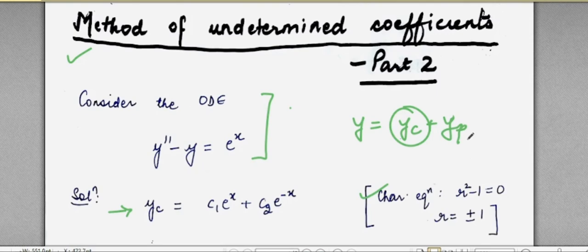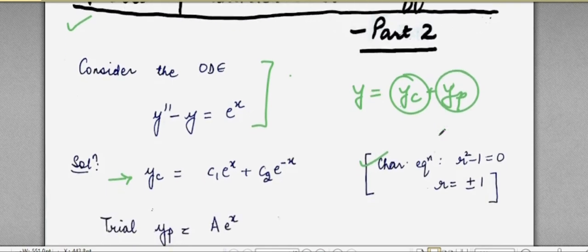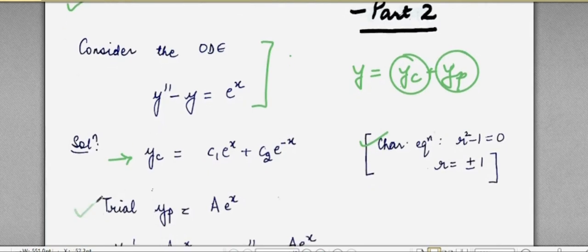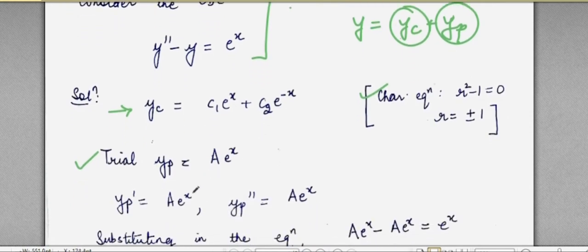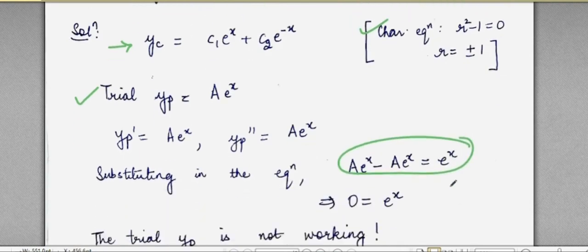Now moving on to yp through the method of undetermined coefficients. If you remember, in the previous video we learned that if the right hand side is an exponential, then we try a constant times the exponential itself as a trial yp. So let's try doing that here also. Suppose we try yp as a e to power x, what will happen? yp dash will be a e to power x only, and yp double dash will be a e to power x. So when we substitute in the given equation, it becomes a e to power x minus a e to power x equal to e to power x, which lands into 0 equal to e to power x.